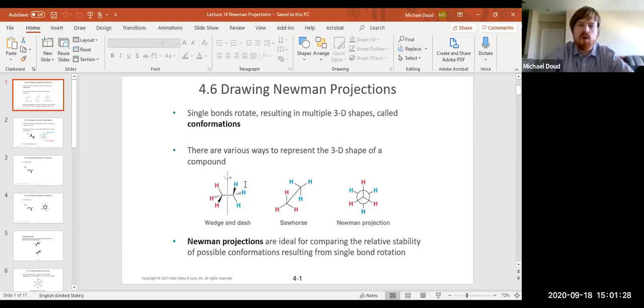So what we've learned about already as far as introducing three-dimensional drawings on your two-dimensional screen or on your paper, for example, is wedge and dash notation, where the wedge is coming out of the screen at you, and you have to imagine that in 3 dimensions. The dash is going into the screen away from you. And so that's kind of one way to look at it.